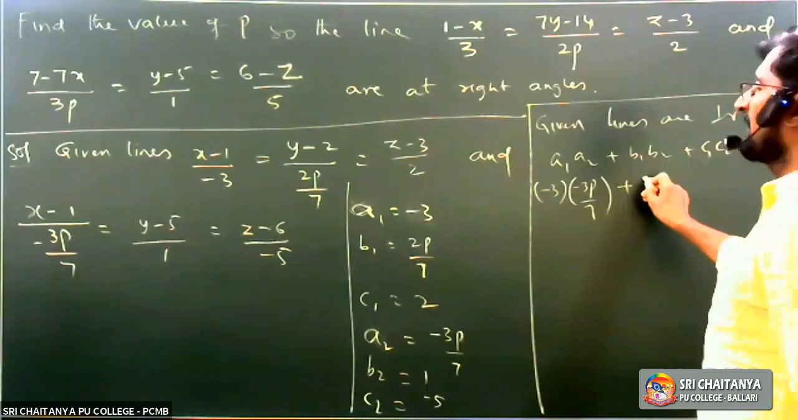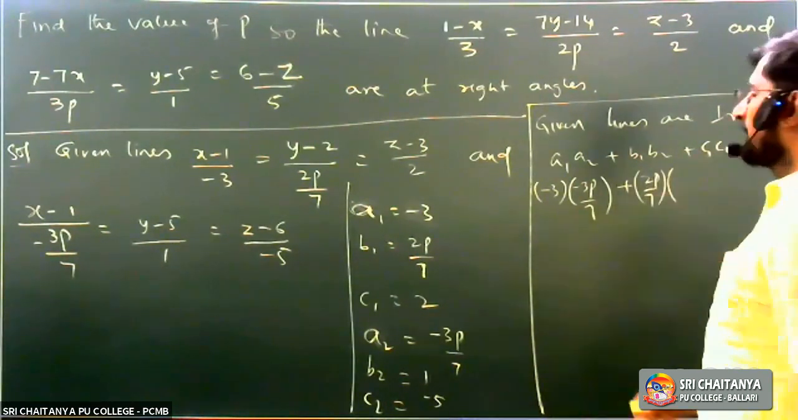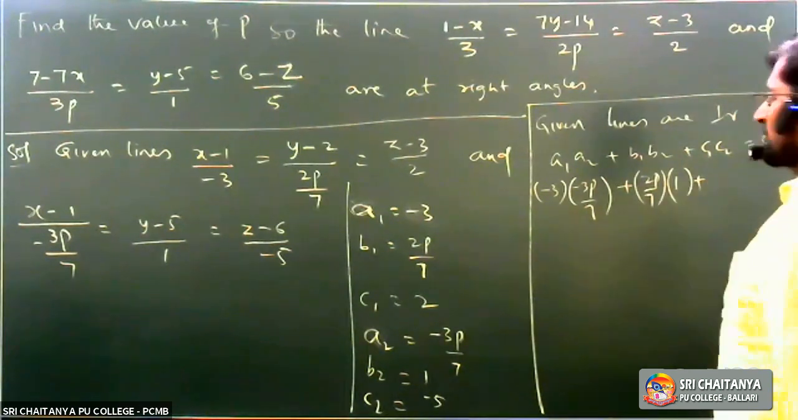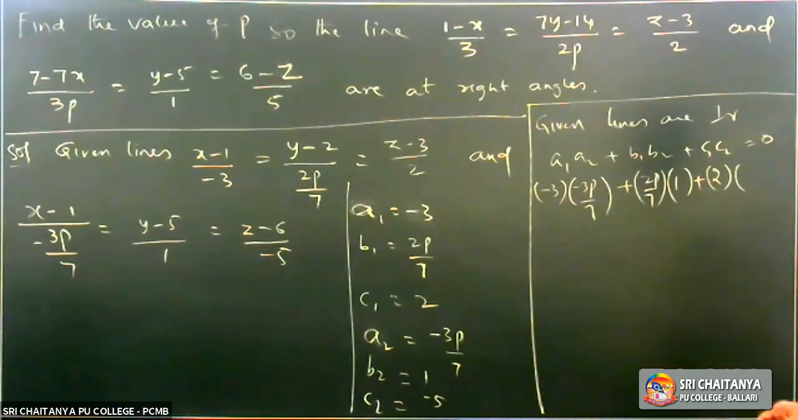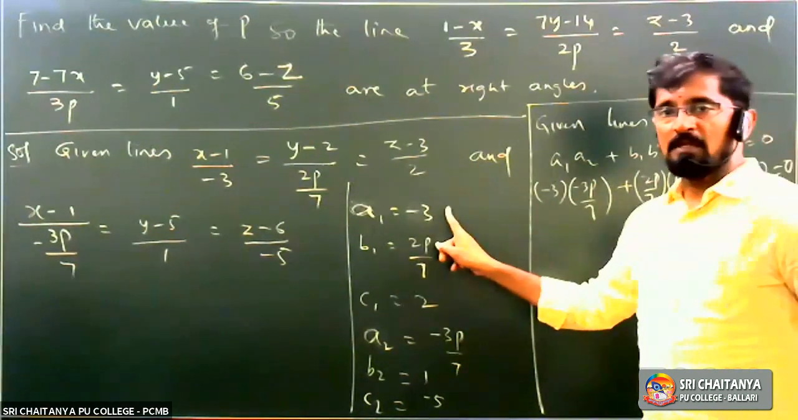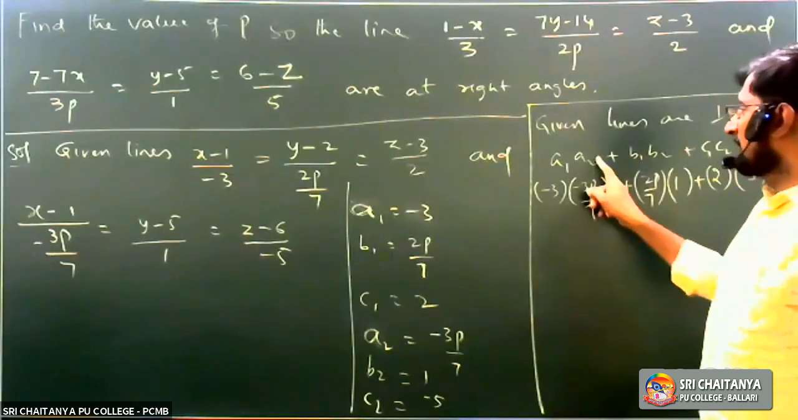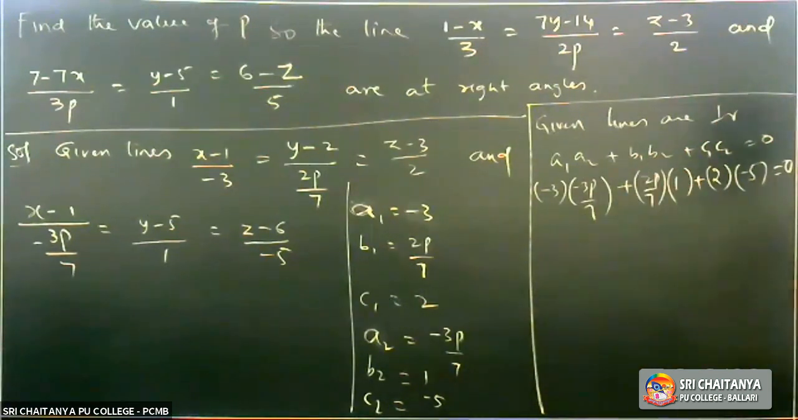Plus b1 value 2p by 7 into b2 value 1, plus c1 is equals to 2 into c2 value is equals to minus 5 is equals to 0. I am going to repeat this once again. a1 value is equal to minus 3, and a2 value is equals to minus 3p by 7, plus b1 is equal to 2p by 7, b2 is equals to 1, c1 is equals to 2, c2 is equal to minus 5.